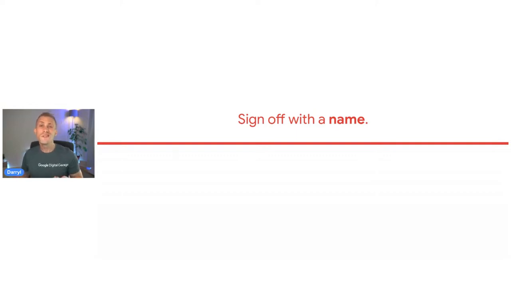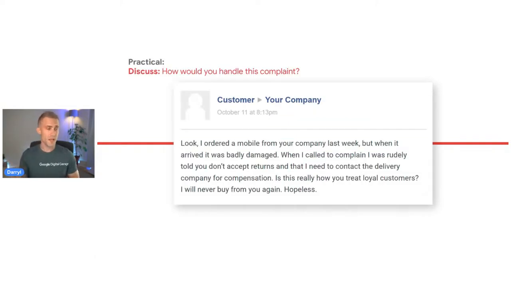So we're going to put this into context and give you an example. There's a customer writing to your company: Look, I ordered a mobile from your company last week, but when it arrived, it was badly damaged. When I called to complain, I was rudely told you do not accept returns and that I need to contact a delivery company for compensation.